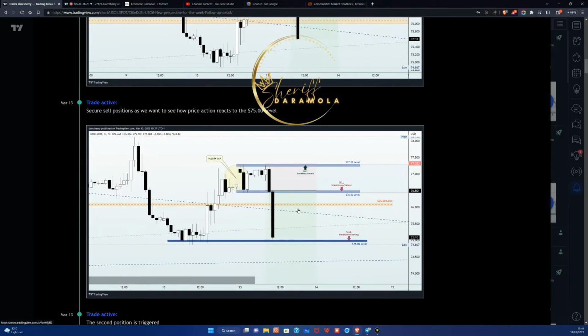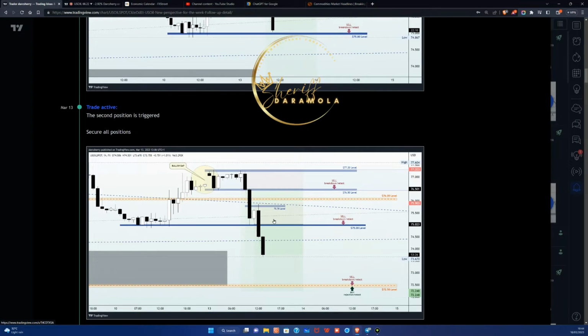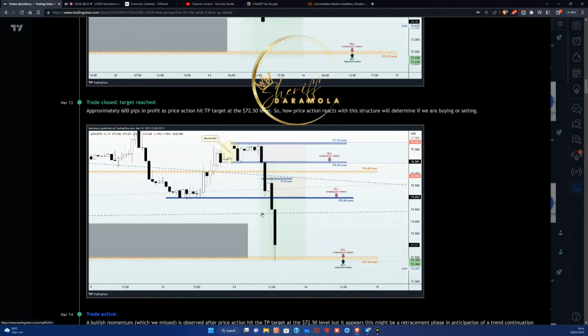And we continue to add more positions as price action continued to break down significant structures, just like the $75 area here, where we anticipated another position to be added. So we saw the breakdown of the $75 area, price action triggered another position here, and we continued to enjoy the move all the way down into the $72.50 level.